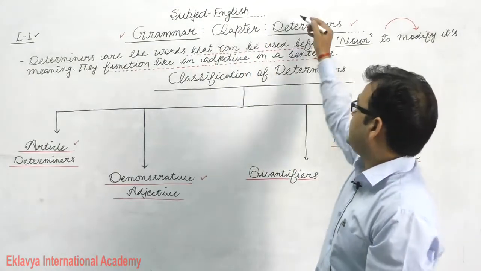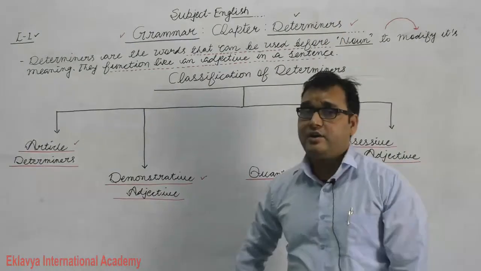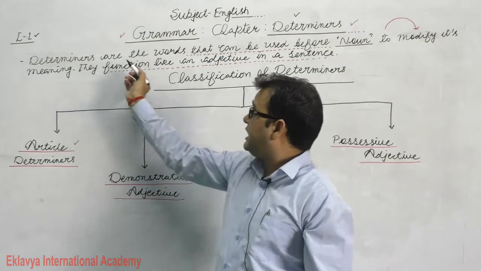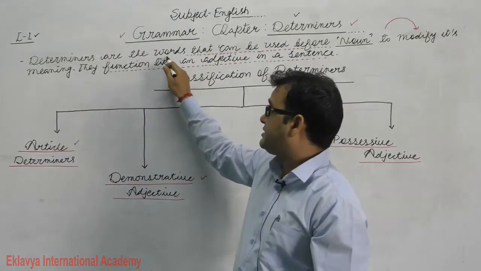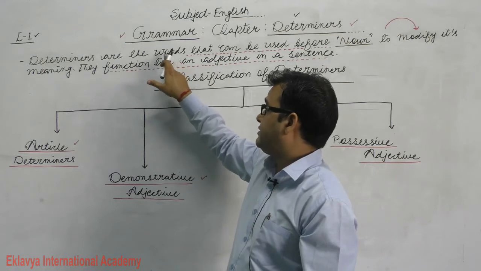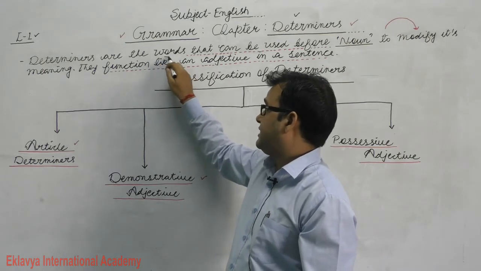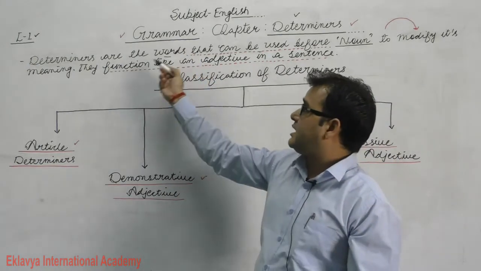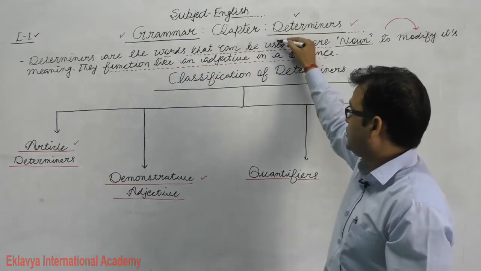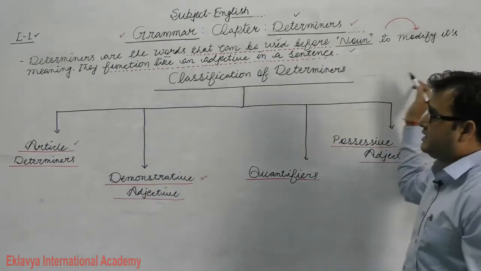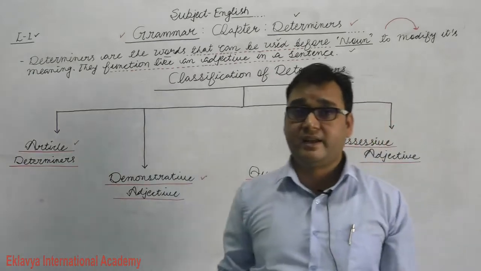So, chapter determiners. Let's know the meaning of determiners first before having anything else about it. Determiners are words. The first thing is that determiners are words like each and every part of speech, so to speak, like noun, pronoun, adjective, adverb, verb, preposition, conjunction, interjection we have. Determiners are also words. What are they? Determiners are words that can be used before a noun to modify its meaning.